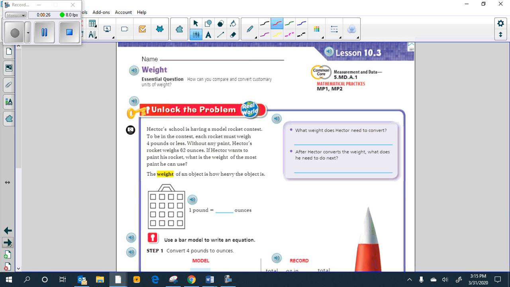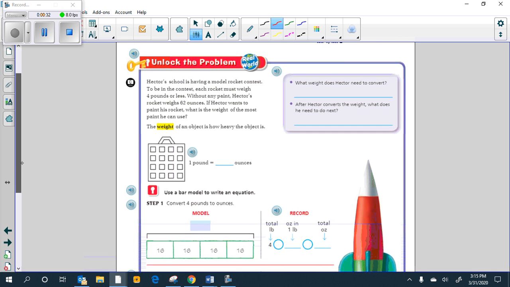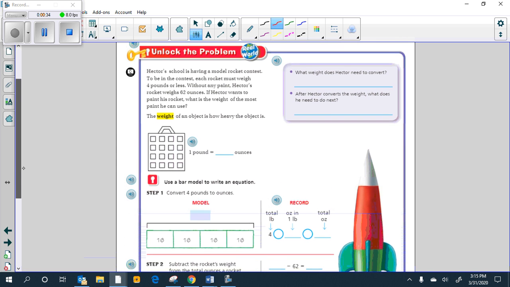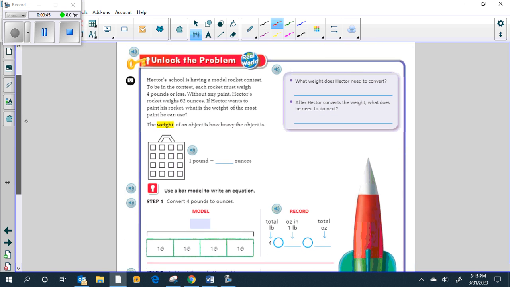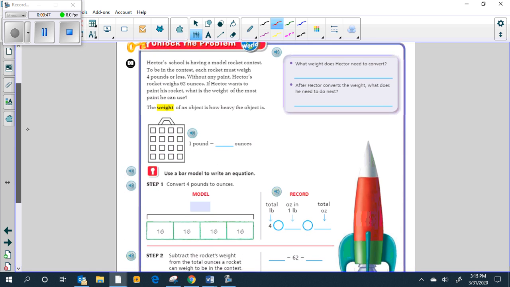Our learning goal for today is to compare and convert customary units of weight. Now, you'll recognize that we've been doing this for 3 days now. First we did length, then we did capacity, which is the amount that something will hold, and today we're going to be doing weight. So we'll be using the measures of weight.